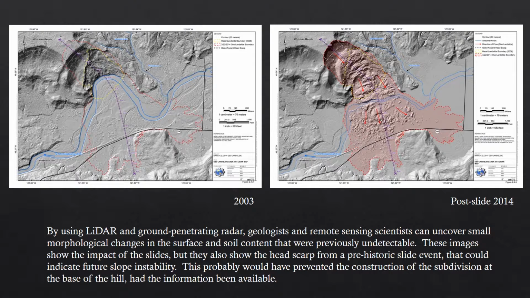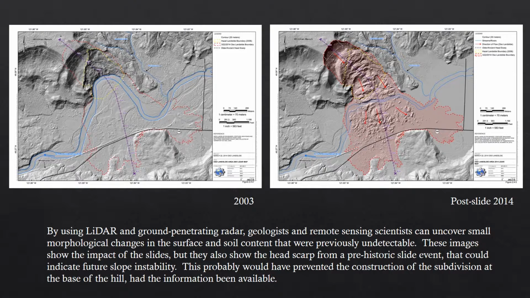They used LiDAR and ground penetrating radar to uncover small morphological changes in the surface and soil content that were previously undetectable. These images show the impact of the slides, but they also show the headscarp from a prehistoric slide event. So if you look here on the left side in the northwesterly area, you can see a sharp edge to that cliff there where that slid off prior to any people settling in the area.